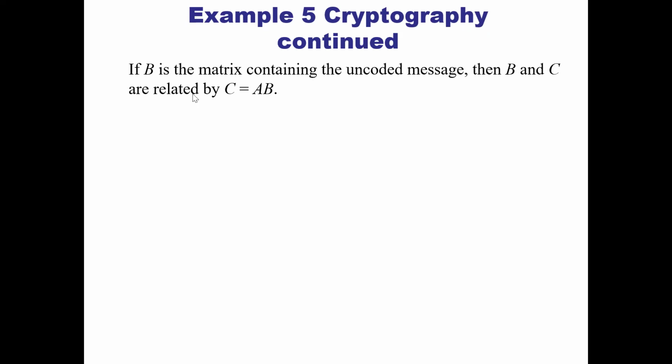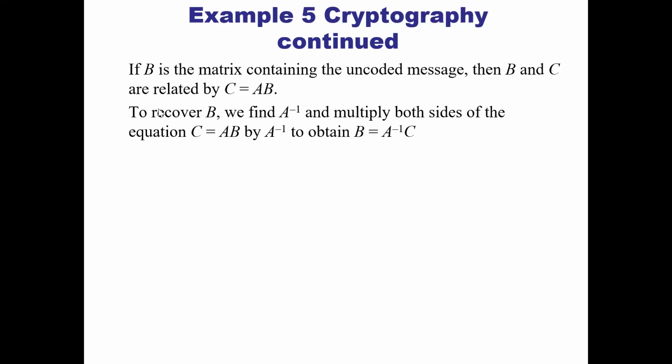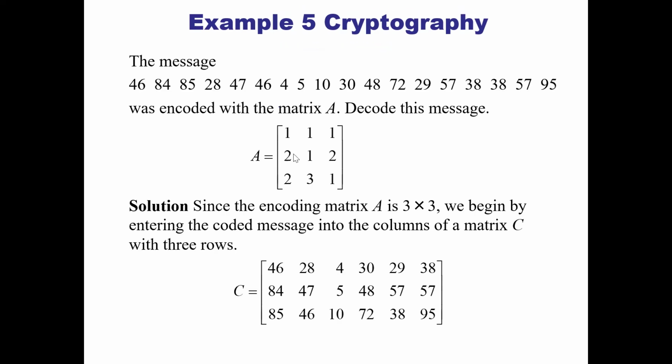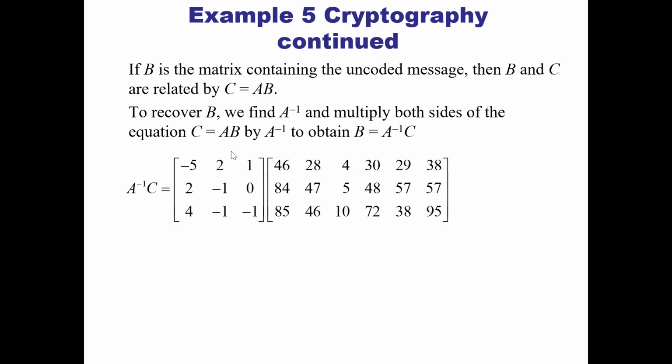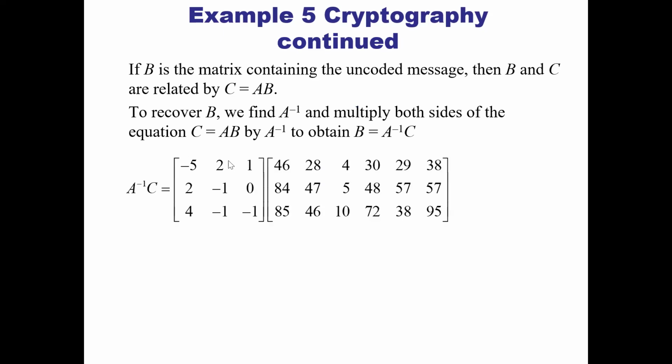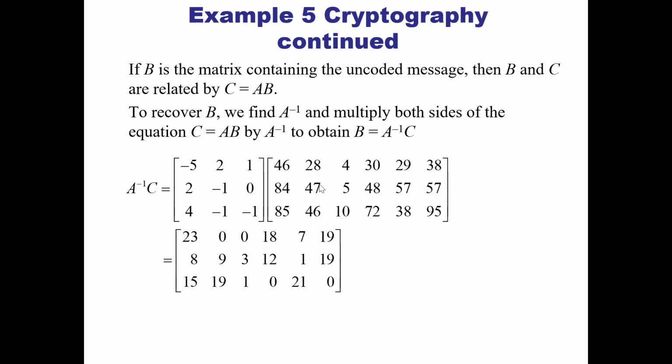Then B is the matrix containing the uncoded message. B and C are related: C is equal to AB. So what we have to do is find the inverse of A. That's easy, because we can plug it into our calculator, get A inverse, and then multiply that by C, also in our calculator. Really, we could plug in A, plug in C, and type in A inverse C, and it would automatically do this problem and give us this output.